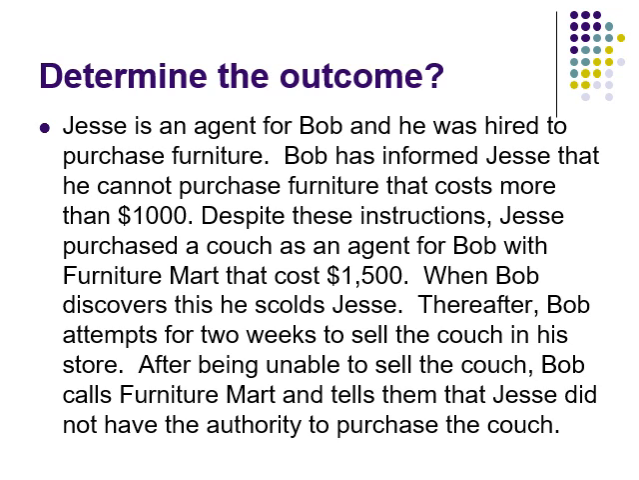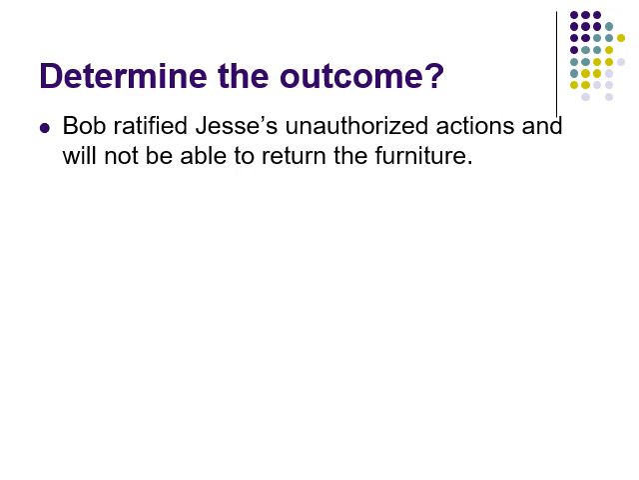So even though in this case, Jesse acted outside of the scope of his authority by buying furniture that was more than what he was given the authority to purchase, the unauthorized act was ratified. So this is another example of ratification by Bob attempting to sell the couch. Bob ratified Jesse's unauthorized action and will not be able to return the furniture.